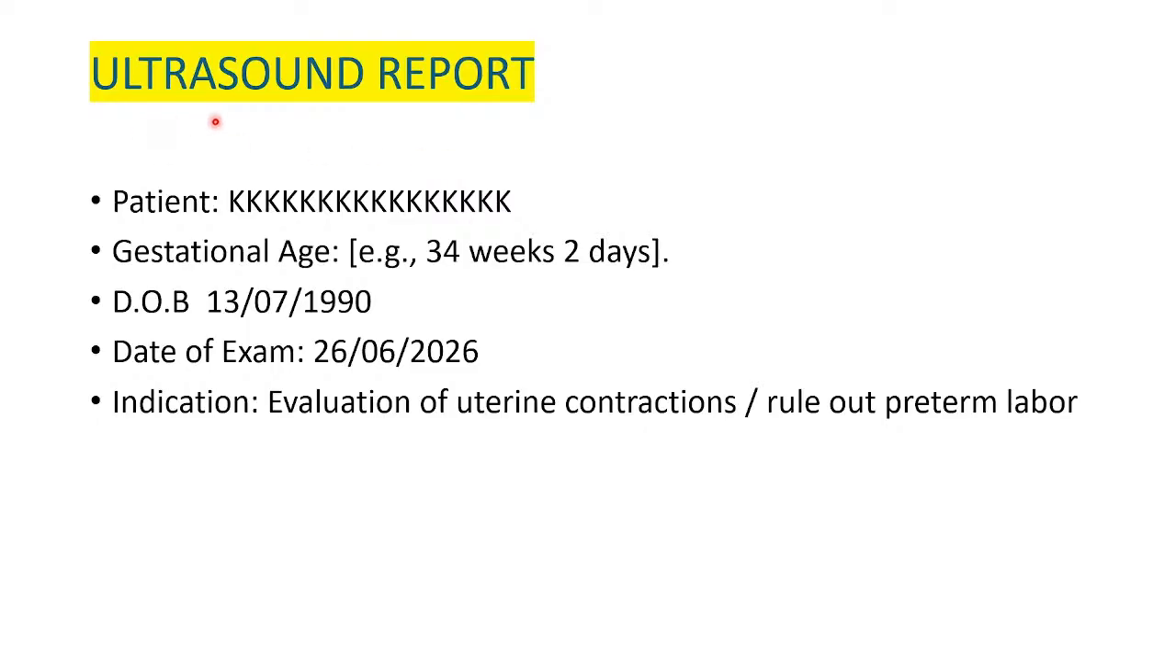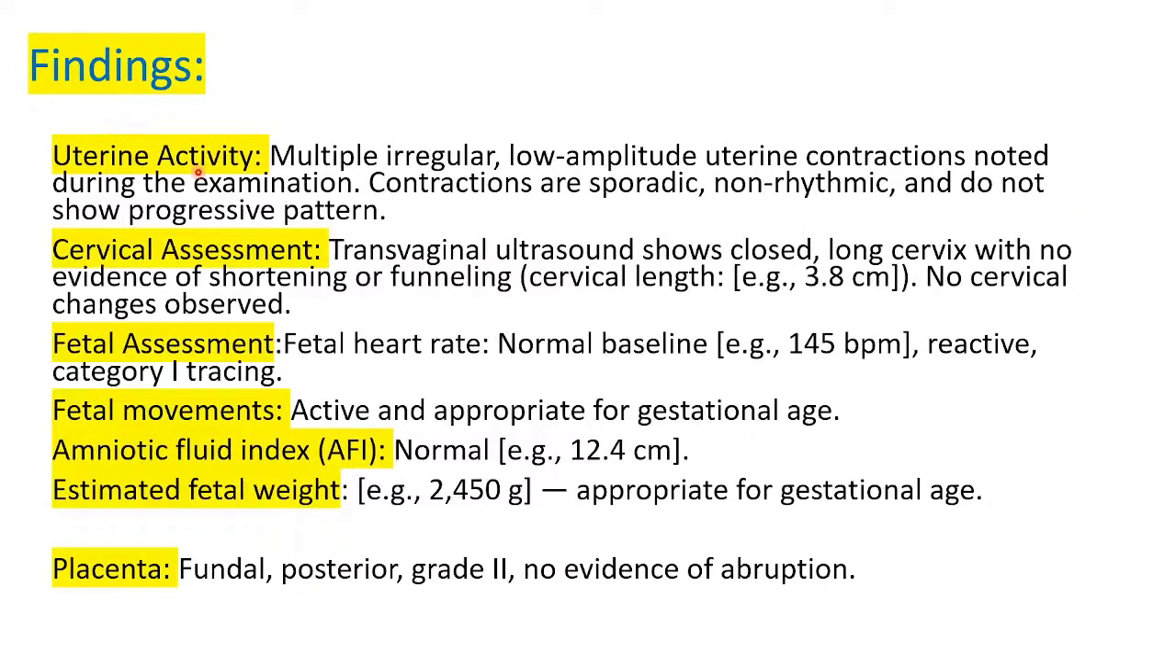So now, how do we write a simple report on Braxton Hicks contractions? So the patient name, the gestational age, 34 weeks, 2 days, then the date of birth, 18/07/1990. Then you also give the date of examination, 26/06/2026. Then you also have to give the name of the referring clinician, the indication, evaluation of uterine contractions to rule out preterm labor. So this is how we fundamentally write a simple report. This is just a simple report when someone is having the Braxton Hicks contractions.